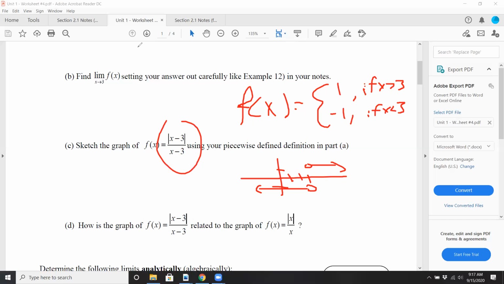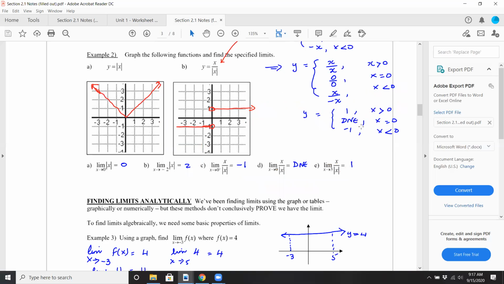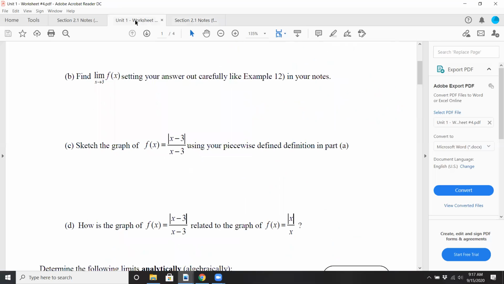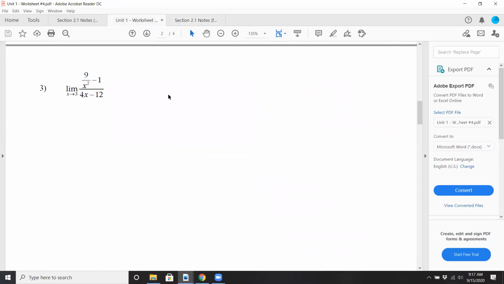And that's just going back to the 2.1 notes. If you were to write this as a piecewise function, it does not exist at x equals 0. If I go and clear my screen here. So really, you just write it as 1 and negative 1, x greater than 0, less than 0. In our case, x greater than 3 and x less than 3 for that one. My bad. Now let's look at 3.